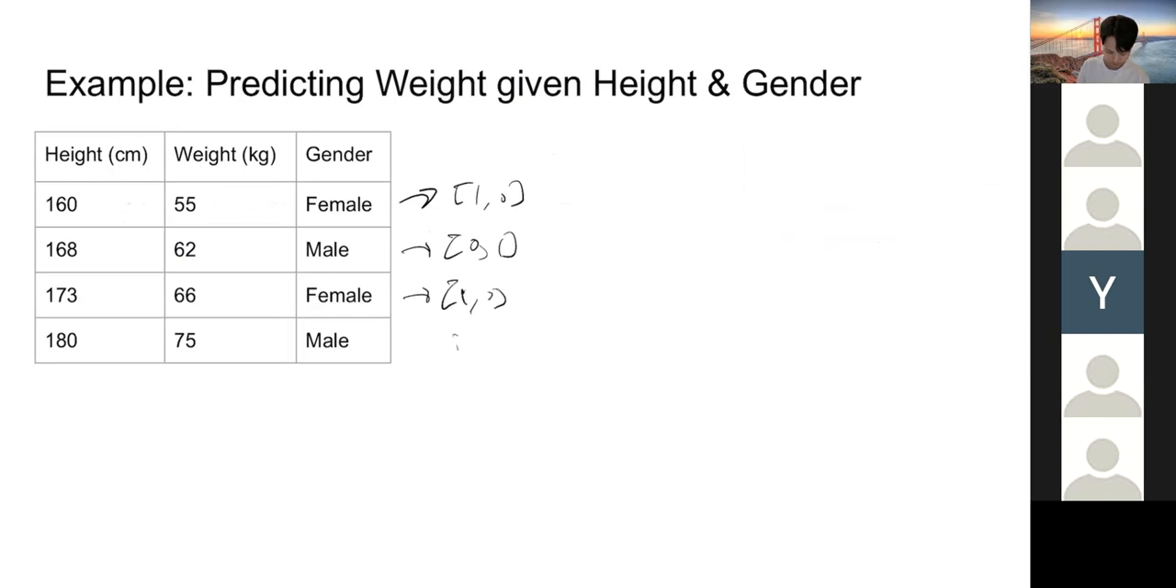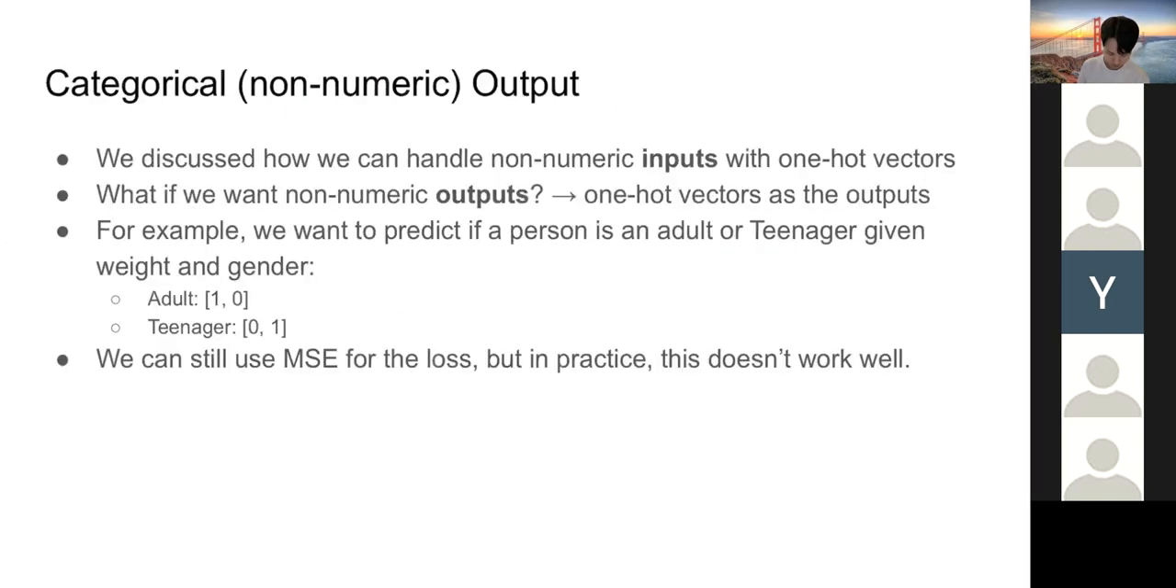0, 1, 1, 0, and then, yeah. But we also saw that it becomes a bit more tricky when not only the input, but also the output becomes non-numeric, categorical. So we said the most popular method is that we just do the same thing. We try to predict the one hot vector for the output.